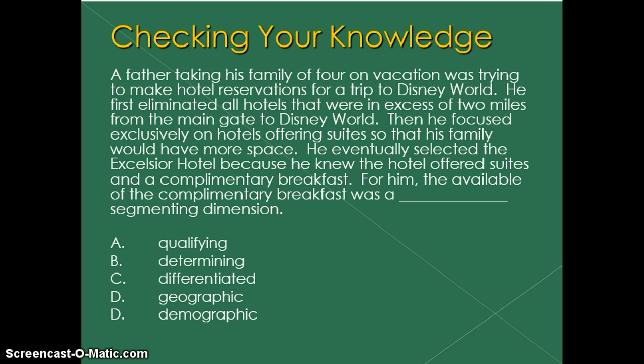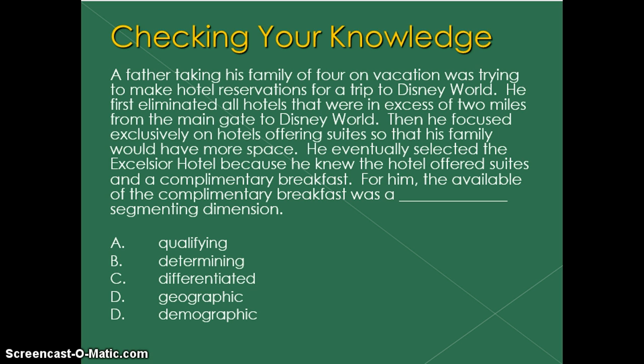Now, just some information as we're going through this. Qualifying dimensions are those that are relevant to including a customer type in a product market. So in the above question that we just read through with the checking your knowledge, after the father narrowed his search to within 2 miles from Disney World, the qualifying dimension was a hotel offering suites. After he selected hotels that offered suites, he made his decision based upon the availability of the complimentary breakfast. The breakfast offering is what is considered a determining dimension. It was the one that actually affected the customer's purchase for a specific product within the product market.